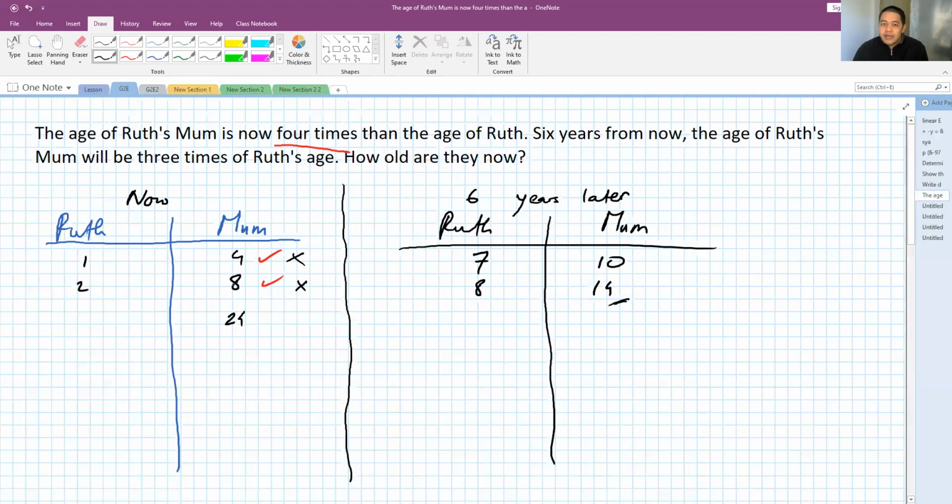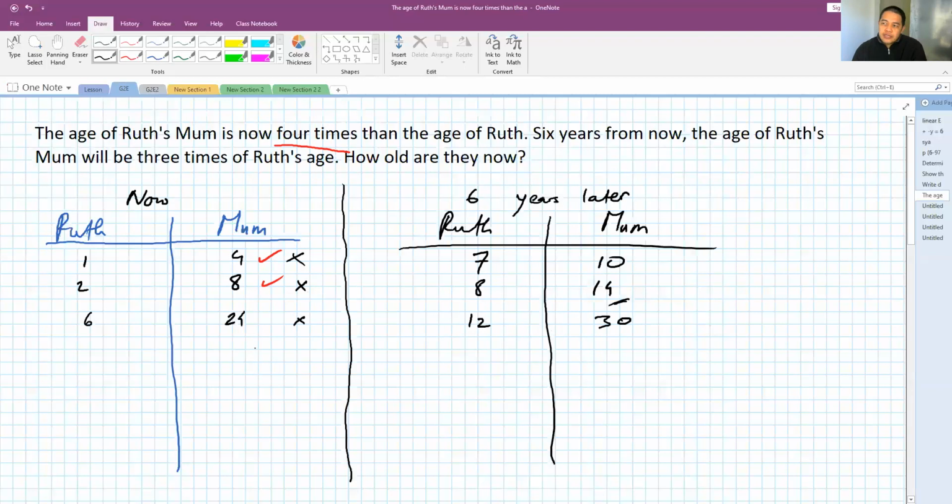So if her mom is now 24, the age of Ruth will be 24 divided by 4, which is 6. 6 years later, Ruth will be 12 and her mom will be 30. Again, this is not 3 times, so this can't be the answer either.